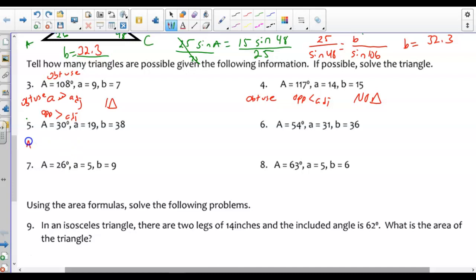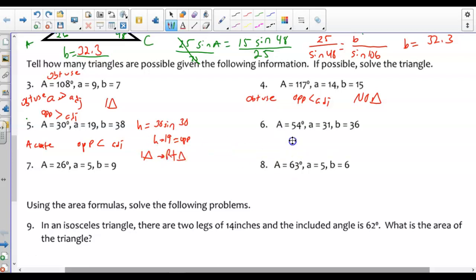For this one, this is acute, and that is less than 90 degrees. All right. And then the opposite side is less than the adjacent side. What that means is you've got to find the height. So the height equals 38 sine of 30, which gives us 19. All right. So H and the opposite side are equal, which means this is a right triangle. This is one triangle, and it's specifically a right triangle. One right triangle.